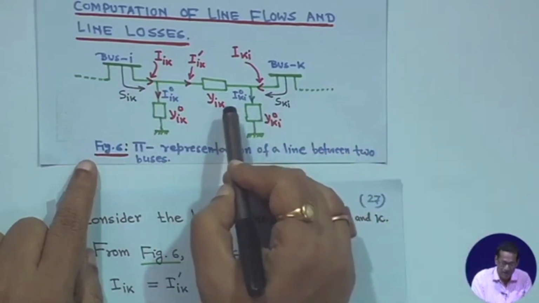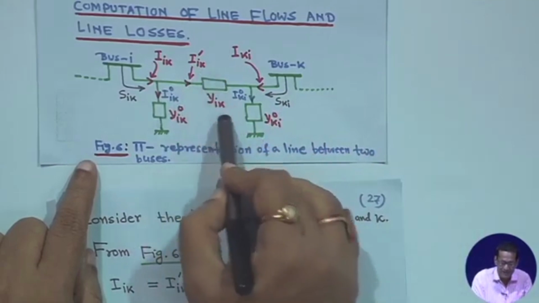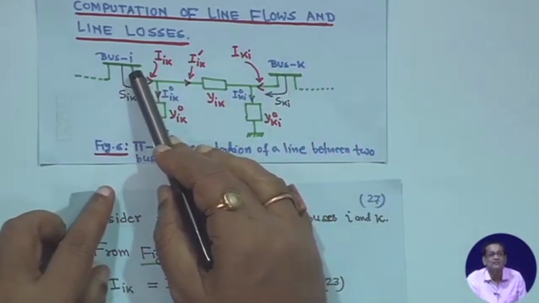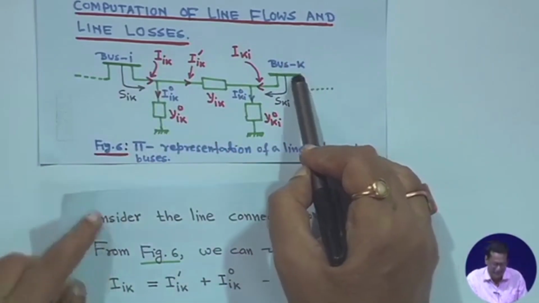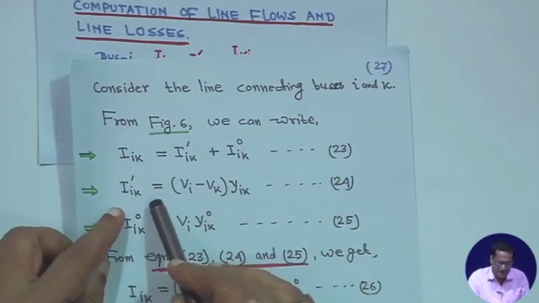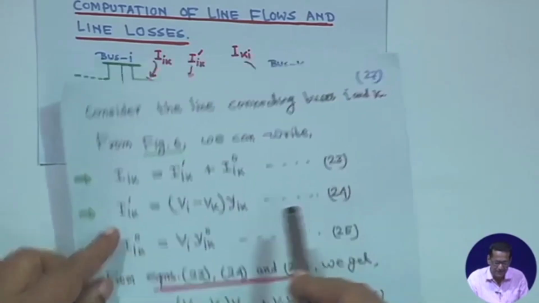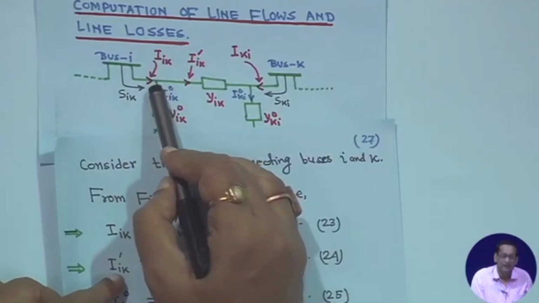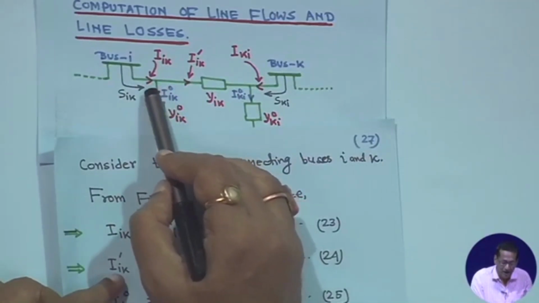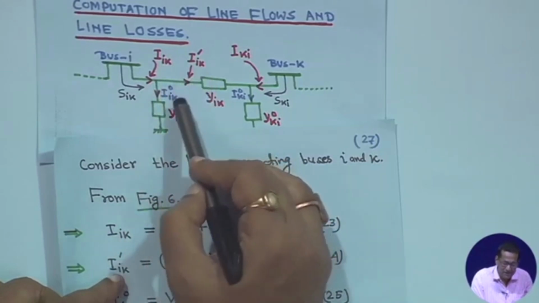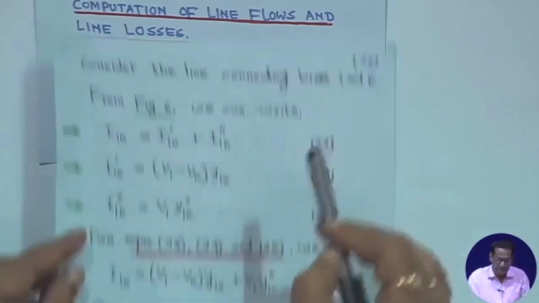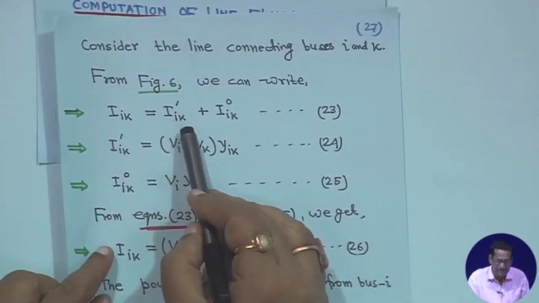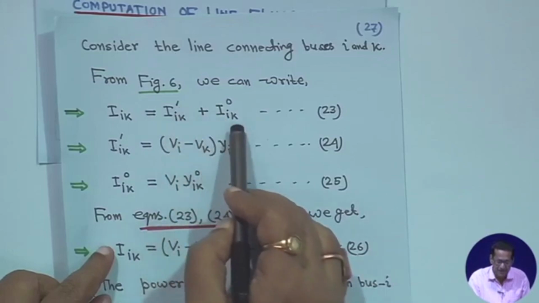So, your I_ik', that is the current in the line y_ik, is actually (V_i minus V_k) y_ik, where V_i is the voltage of bus i and V_k is the voltage of bus k. So I_ik' is equal to (V_i minus V_k) y_ik. But this I_ik applies at this node. Just now I told you Kirchhoff's first law: I_ik is equal to I_ik' plus I_ik0, right. That is, I_ik is equal to I_ik' plus I_ik superscript 0.